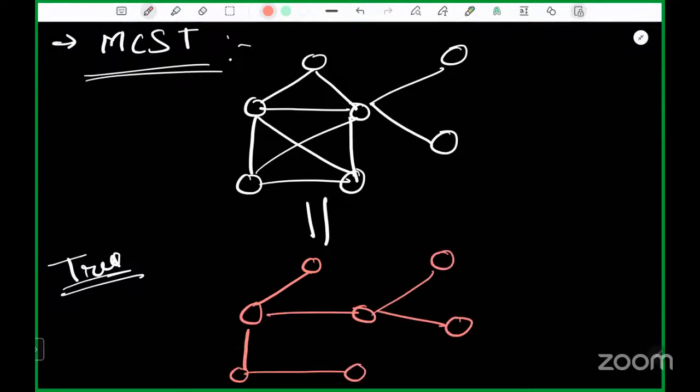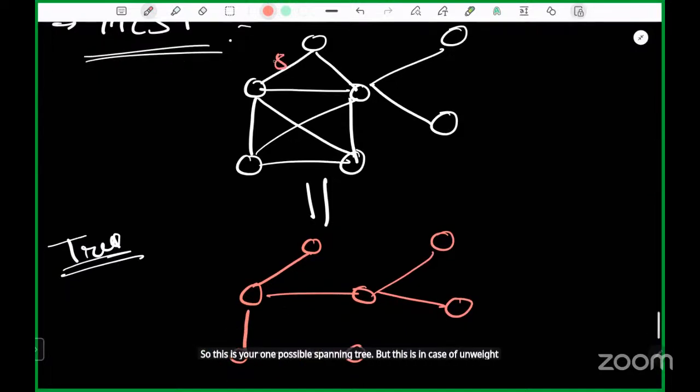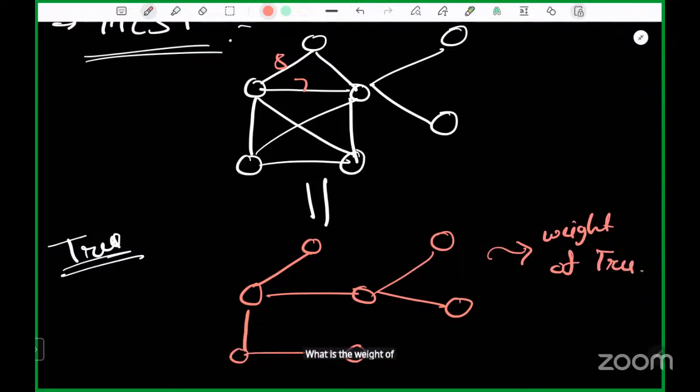Right. So this is one possible spanning tree. But this is in the case of an unweighted graph. Suppose I have some weights over here, then you can actually talk about the weight of this tree. So what is the weight of a tree? You have to add all the weights of each and every edge, and that will be the weight of the tree.